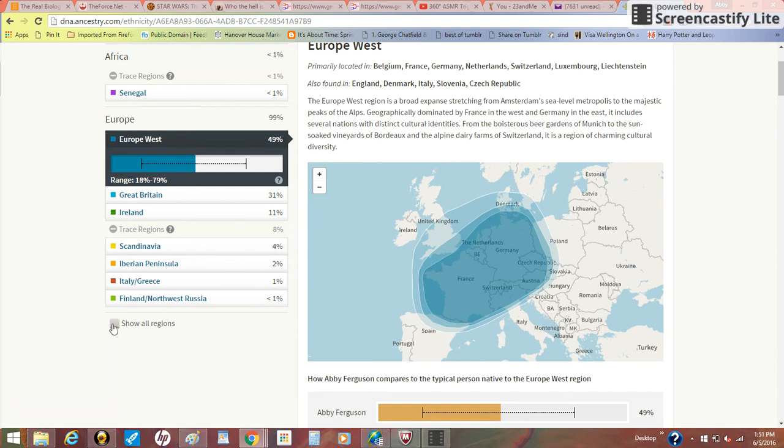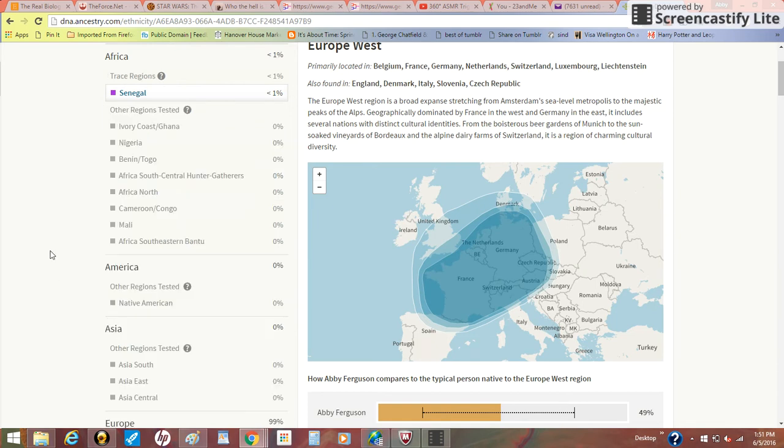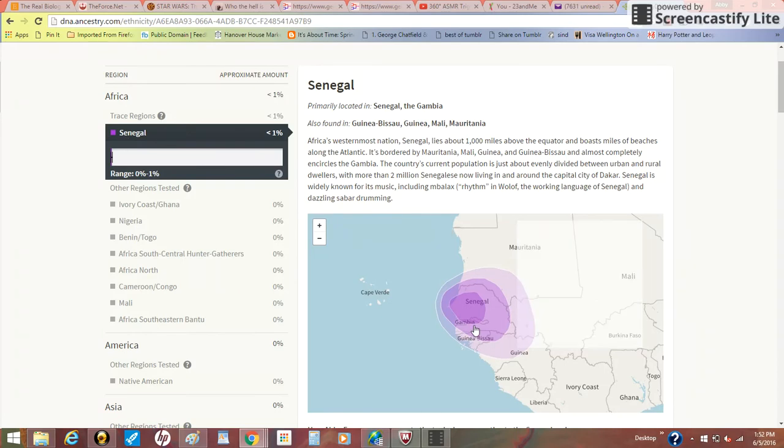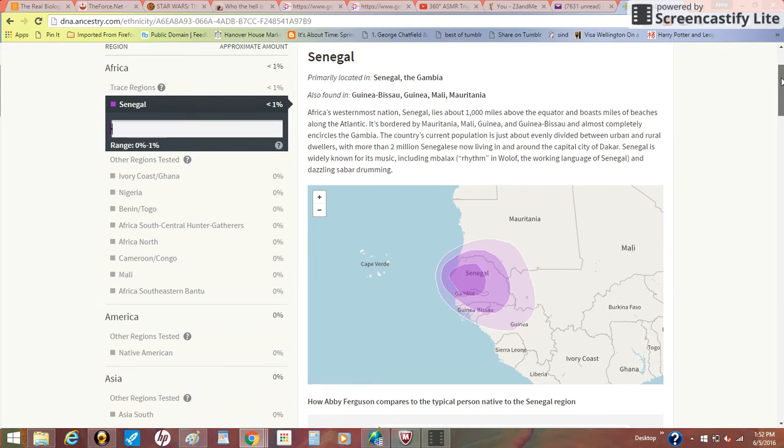I'm going to show all regions to let you know what they test for. I think Ancestry is more specific than 23andMe, because on 23andMe I have Western African and North African DNA, and that's all it tells me. This one breaks it down into Senegal. I don't know where that is. So it's Western Africa. I don't know where my Northern African ancestry would show up on Ancestry, if at all.